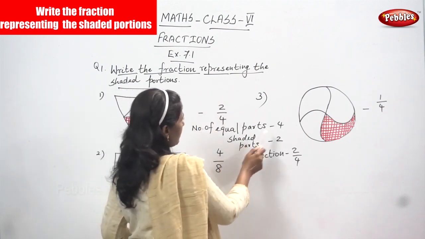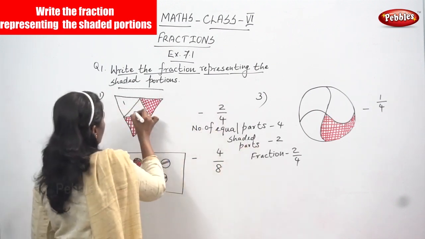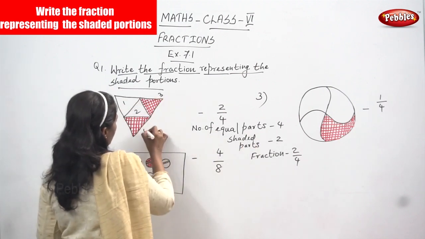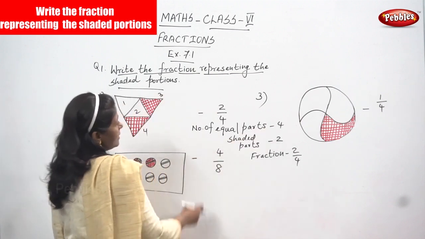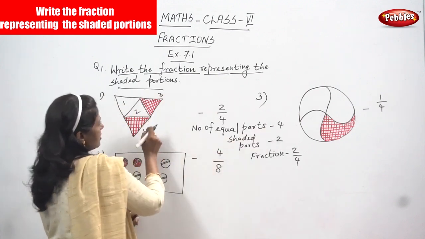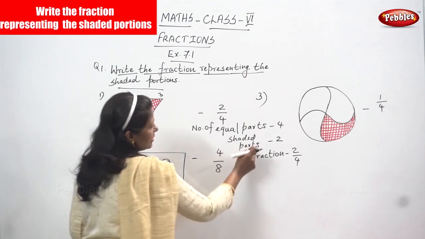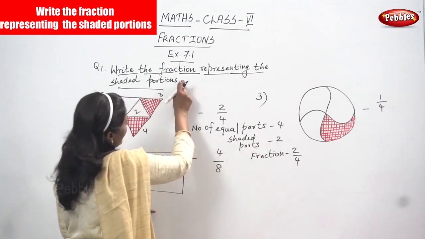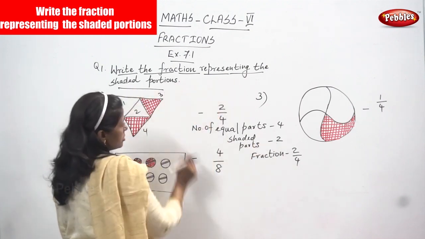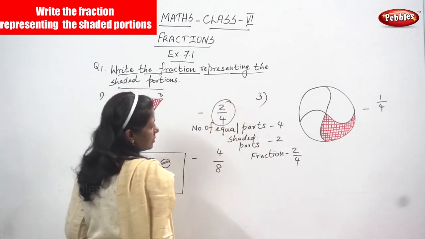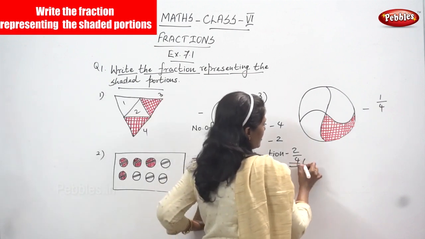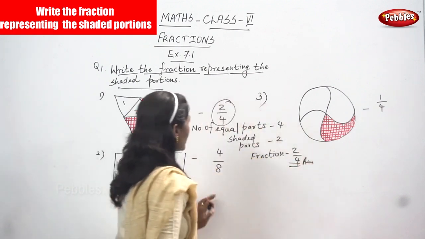So the number of equal parts, you know, 1 and 2 and this 3 and this 4. 1, 2, 3, 4. So the number of equal parts is 4 and the number of equal parts which have been shaded is 1 and 2. So that is what I have written: shaded parts is 2 and the fraction representing the shaded portion is 2 by 4. This is the right answer. So this answer only I circled, and also I have written the answer once again. So here the answer is 2 by 4.